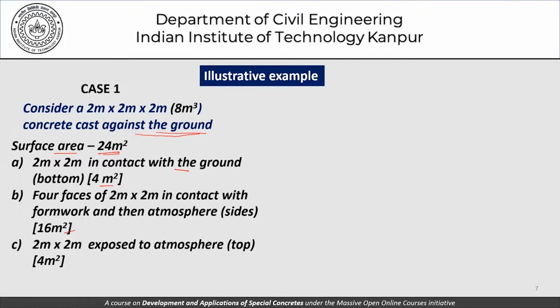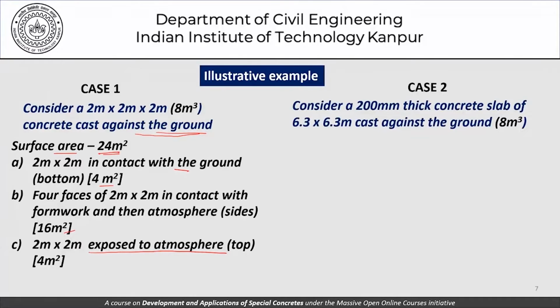Some of this discussion is also relevant from the point of view of hot weather and cold weather concreting. In those discussions we had seen the importance of the concrete surface exposed to the atmosphere, which has a major role to play when it comes to evaporation. Of course, here we are not concerned about evaporation; we are concerned about the total heat generated and its dissipation and management. Now let's consider a second case, that of a 200 mm thick concrete slab being cast, measuring 6.3 into 6.3 meters, again against the ground.